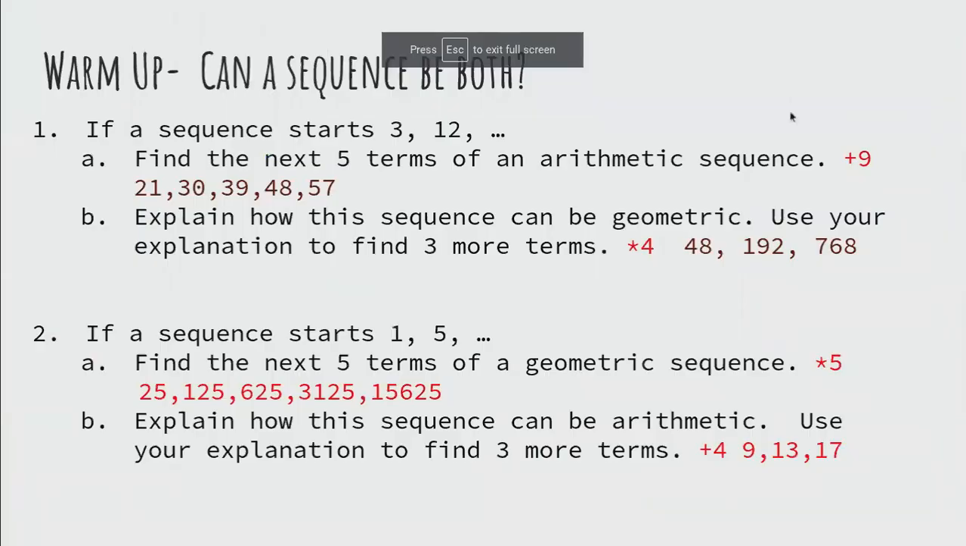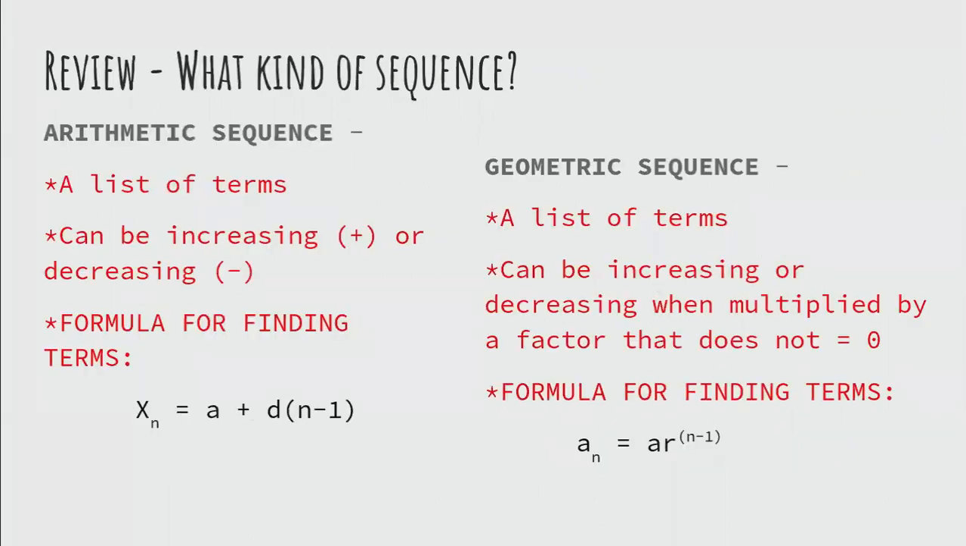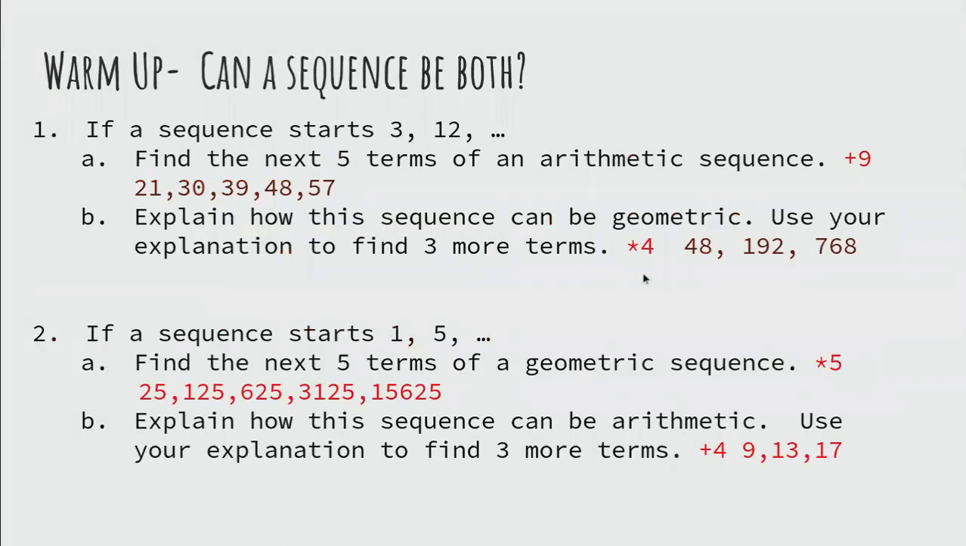So here's the check yours. We added 9. These would have been the next 3. It is arithmetic. However, if we needed it to be geometric, we would have multiplied by 4, and these would have been the next 3 terms. In the second sequence, if it's geometric, the numbers are increasing, so you're multiplying by a whole number, 5. And then those would be the next 5.